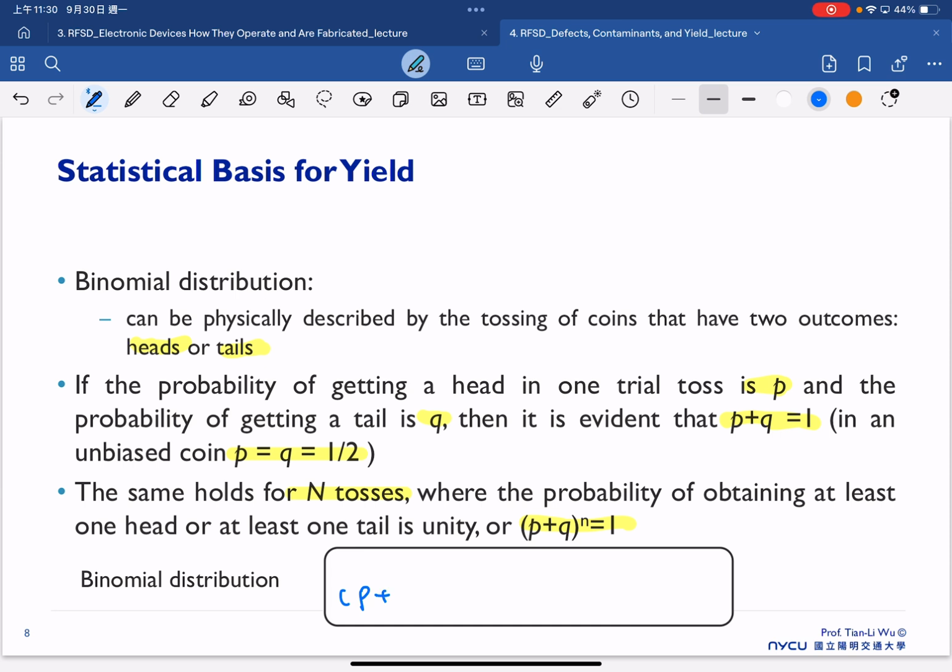(P + Q)^n is equal to the sum from k equal to 1 up to n. So now the equation will look like this. This is a general form for every case, no matter how many tosses. But in reality, we don't really need to use this general form. We will simplify this to the case that we are interested in.